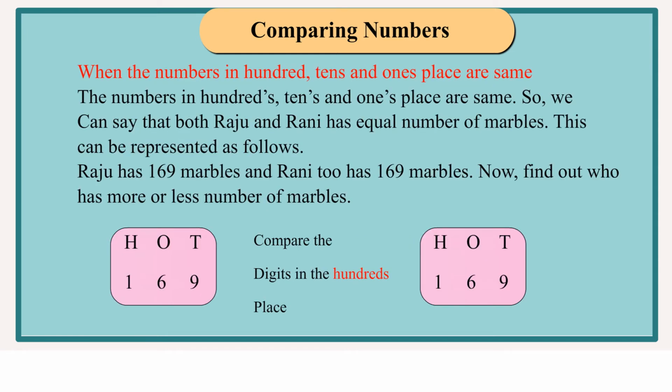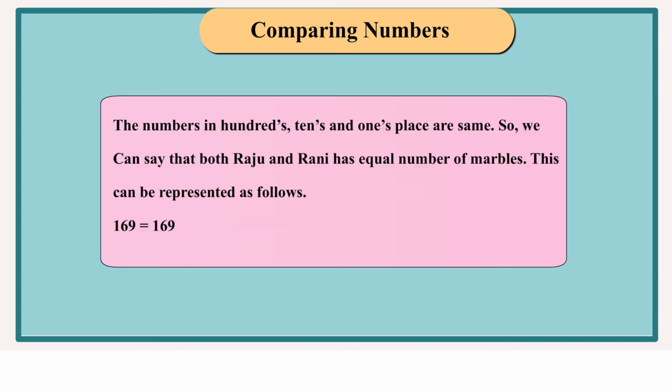When the numbers in the hundreds, tens and ones places are the same, Raju has 169 marbles and Rani too has 169 marbles. Now find out who has more or fewer marbles. Compare the digits in the hundreds place. The numbers in the hundreds, tens and ones places are the same. So we can say that both Raju and Rani have an equal number of marbles. This can be represented as follows. 169 is equal to 169.